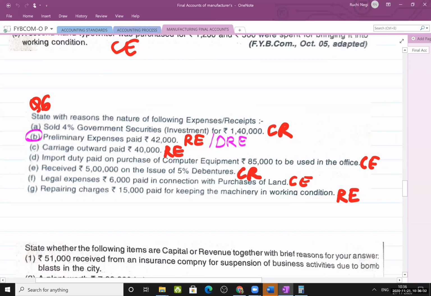Sold 4% government securities, rupees 1,40,000. Sold, meaning money came in. It's a receipt. It's a capital receipt, because we don't keep selling investments every day, every year. It's not on a recurring basis.